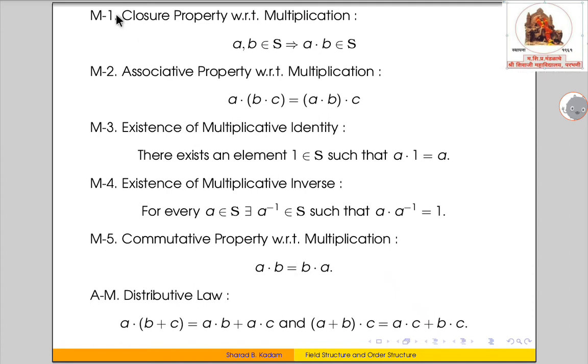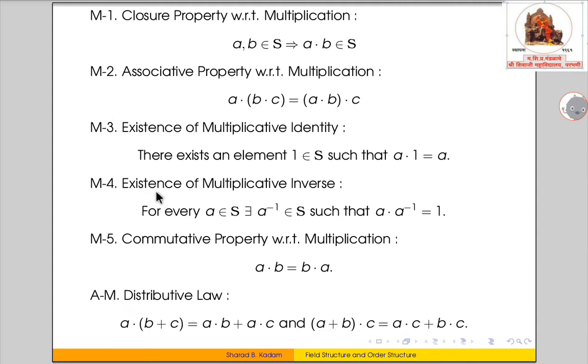Next we have properties with respect to multiplication. So the sixth property is closure property with respect to multiplication, and it states that for every A and B in the set S, we have an element A into B in the set S. Next, seventh property is associative property with respect to multiplication, and it states that A into (B into C) equals (A into B) into C. The eighth property is existence of multiplicative identity, and it states that there exists an element 1 in the set S such that A into 1 equals A.